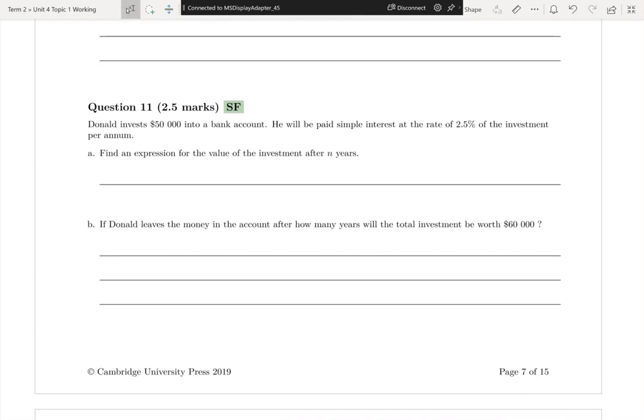Donald invests 50 grand into a bank account. This one's worth 2.5 marks, by the way. We're still in simple familiar territory, though. He'll be paid simple interest at the rate of 2.5% of the investment per annum. Find an expression for the value of the investment after N years. If he leaves the money in his account, after how many years will the total investment be worth 60 grand? What kind of problem is this? It is a simple interest problem.